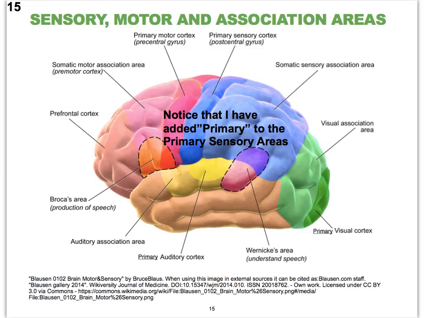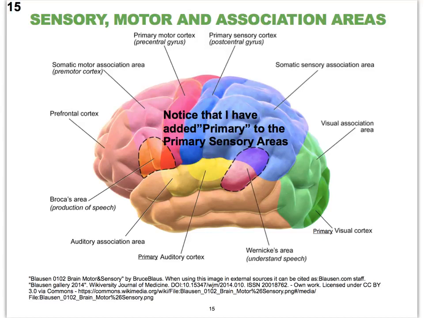So here we see a picture I will be using over and over again, so make sure that you really study it in this big picture, because in future slides I will reduce its size just to help you understand the text in my slides. First of all, recognize I've left you a little note that says, notice that I've added primary to the primary sensory areas.